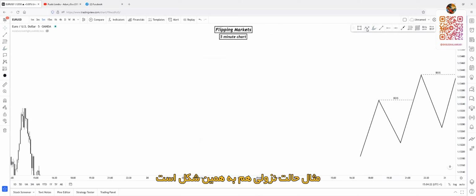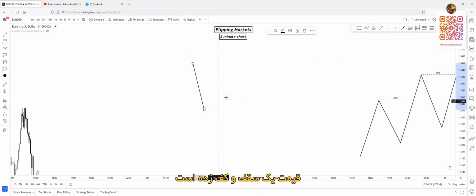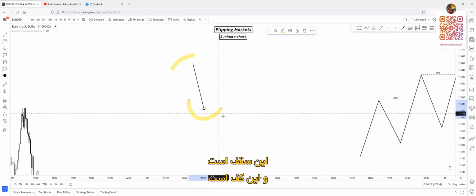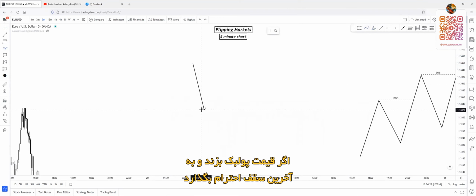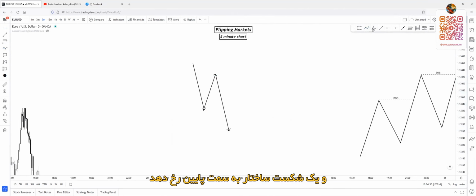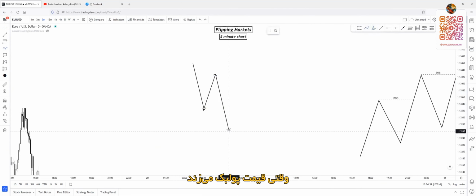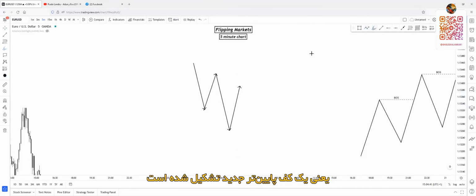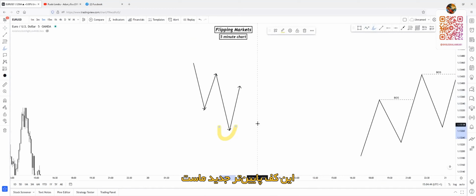The short example is the same. Price has a high point and a low point. This is the high point, this is the low point. If price creates a pullback and respects the last high point, it can continue the bearish trend and create a breakout structure to the downside. So here's a breakout structure to the downside. After this, price creates a pullback. This means we will have a new lower low. This is a new lower low.